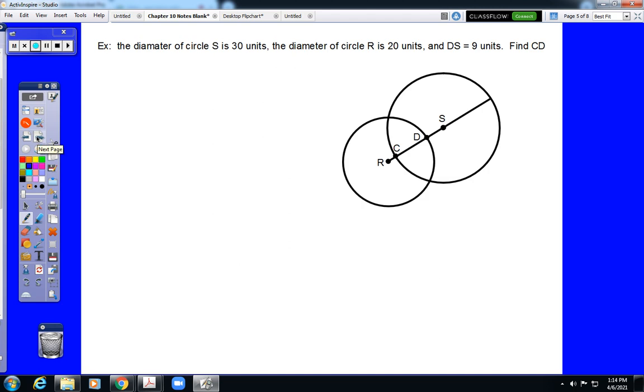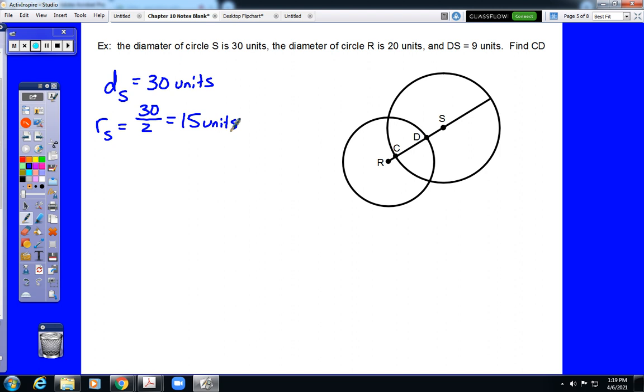All right, I want you to try this example then. The diameter of the circle S is 30 units. The diameter of circle R is 20 units. DS is 9 units. Find the length of CD. So, the piece of information that we do not need here is the diameter of circle R. It's unnecessary to the problem. If we're told the diameter of circle S is 30 units, then what is the radius of circle S? Good. 30 divided by 2 is 15 units.